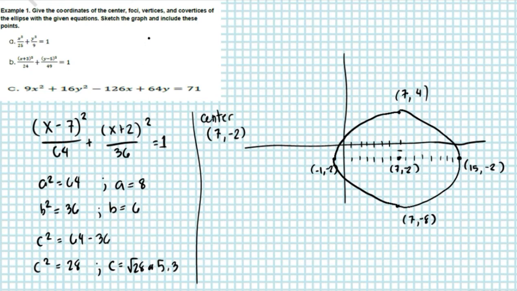Then, kukunin natin yung ating foci. Meron na tayong vertices, co-vertices, center. Sinasketch na natin yung graph. Yung ating foci is 5.3. So, 1, 2, 3, 4, 5, so 3 dito siguro. Yes. Then, on the other side, 1, 2, 3, 4, 5, 3. Ayan.